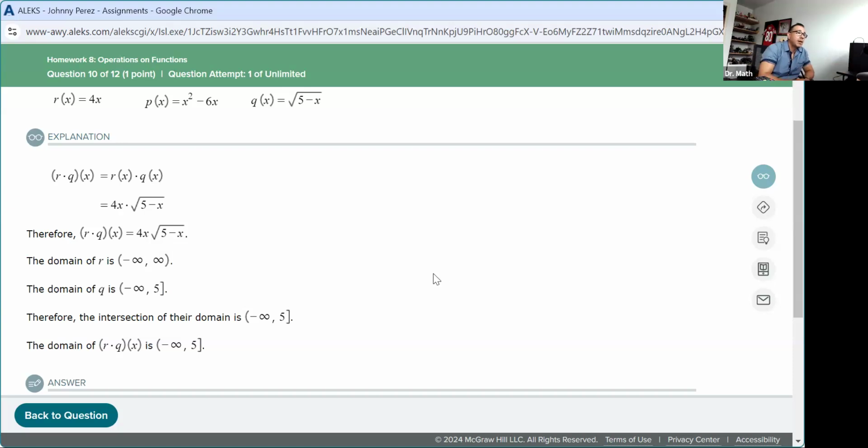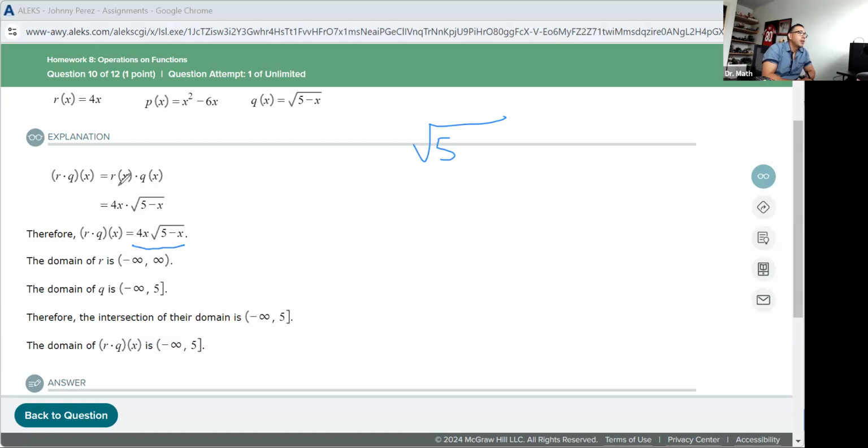So let me get my little annotation here. Whatever's inside the square root, because this is what I'm focused on right here. That's my R and my Q, but my Q is the one with the square root. So whatever's inside my square root, if you ever see a square root, set this to be greater than or equal to 0. Then when I solve, add x, 5 has to be greater than x. Or you could rewrite this and make the x first. So 5 has to be greater than x.